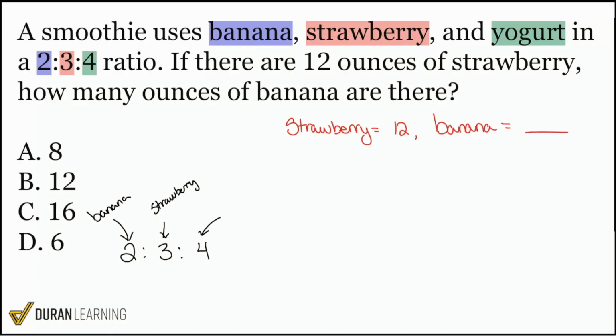And then lastly, we have yogurt. Everyone, if we are trying to solve this proportion, which of these parts of the ratio can I safely ignore? Which of these do I really not need at this moment in time? Yeah, I don't need 4. I don't need the yogurt.